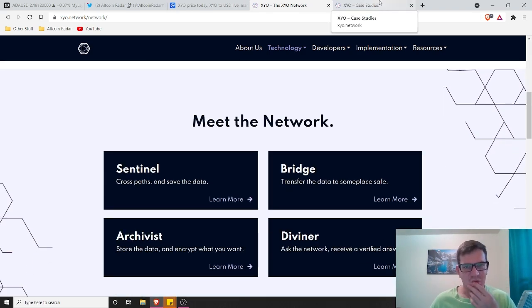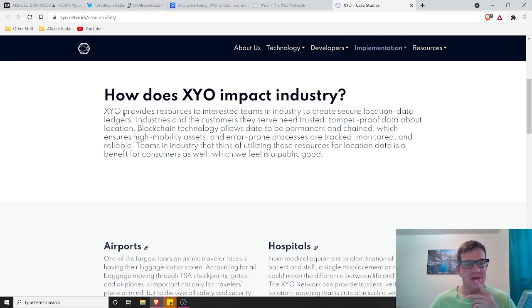Now, some of the case studies for this would be, let's see here, XYO provides resources to interested teams in industry to create secure location data ledgers. Industries and the customers they serve need trusted, tamper-proof data about location. Blockchain technology allows data to be permanent and chained, which ensures high mobility assets and error-prone processes are tracked, monitored, and reliable. Teams in industry that think of utilizing these resources for location data is a benefit for consumers as well, which we feel is a public good.